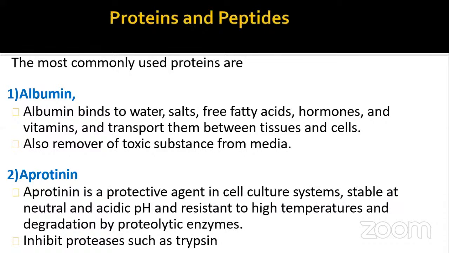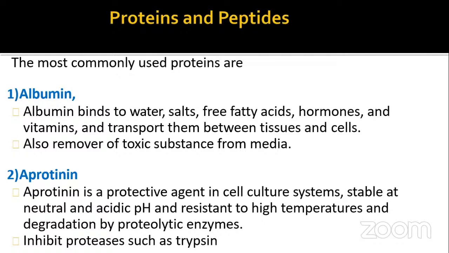The most commonly used proteins are albumin, protein. Albumin binds to water, salts, free fatty acids, hormones, vitamins, and transports them between tissues and cells. And it is a remover of toxic substances from the media. Aprotinin is a protective agent in cell culture.